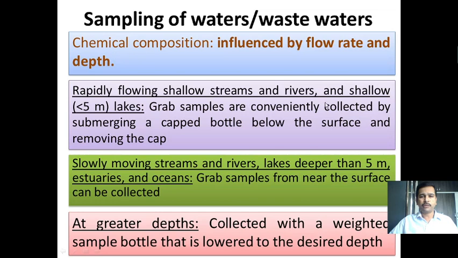Say, for example, you go to any river or lake with a shallow stream, less than 5 meters deep. How to collect the sample? Here we can collect a grab sample very conveniently by using a bottle, which has to be submerged into the water flow, and once the bottle is immersed, the cap has to be removed. Once the water is filled into the container, the cap has to be closed and the bottle taken out. Then that bottle can be carried to the laboratory.